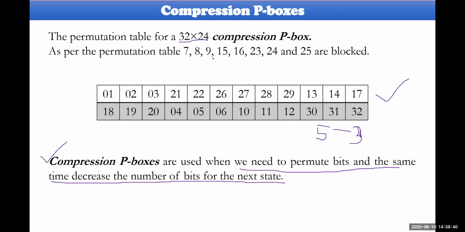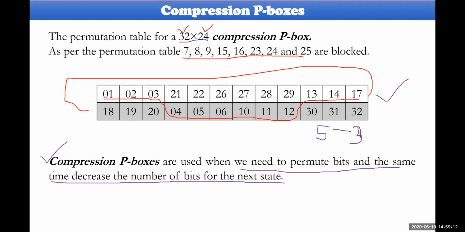So 7, 8, 9, 15, 16, 23, 24, and 25 have been blocked for 32 inputs, and you can produce only 24. So look at this. The operation will take place like this: 1, 2, 3, followed by the second row, 4, 5, 6, followed by 7, 8, 9, which are blocked, and 10, 11, 12, and then 13, 14, 15, 16 are blocked, and 17. After 17, it directly goes to this area.